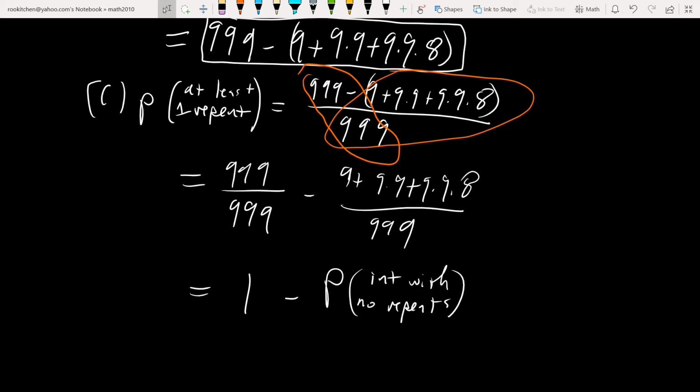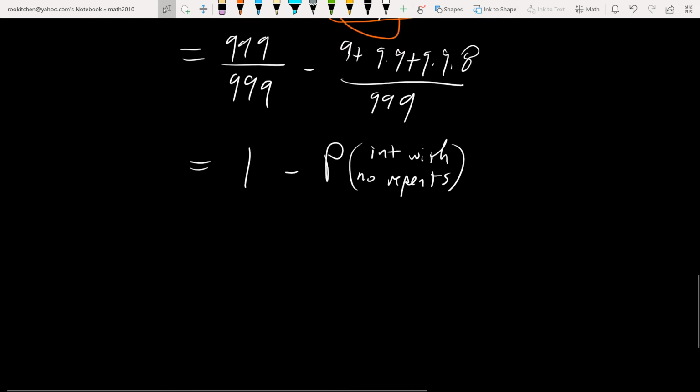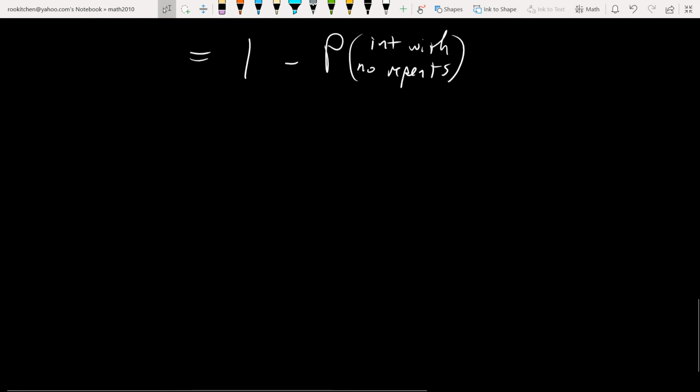And this brings us to our next formula. Basically, if you want to know the probability of an event, you just take 1 minus the probability of its complement. So in general, then we have this sort of new law, section 3 in my notes, the probability of a complement.